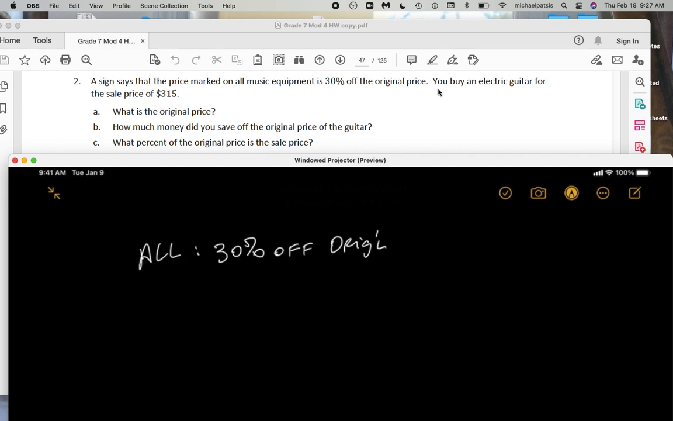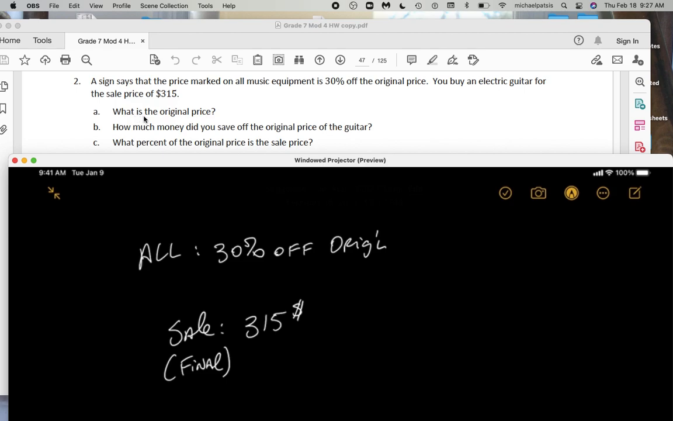Okay. You buy an electric guitar for a sale price of $315. When you see sale price, that means the final price. That means after the 30% off has been applied. A sale means you get something for less than it usually is. Okay, so I'm going to write the sale price is $315. And another way to write that is final.